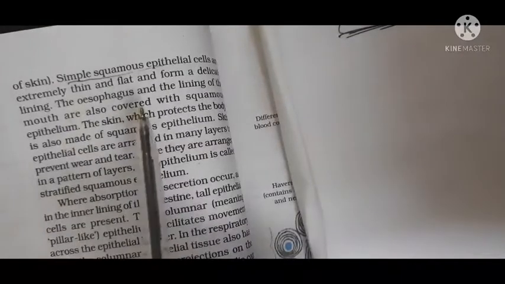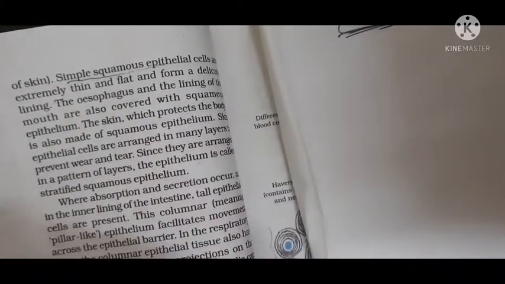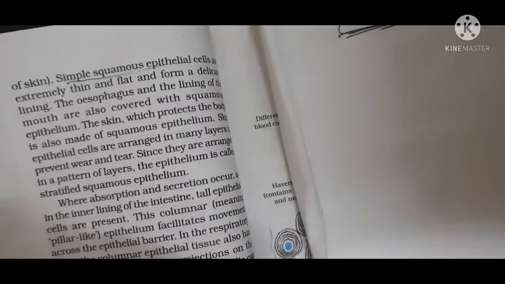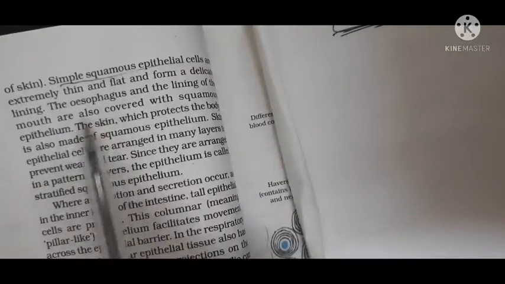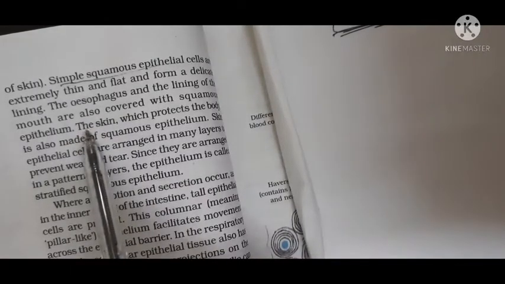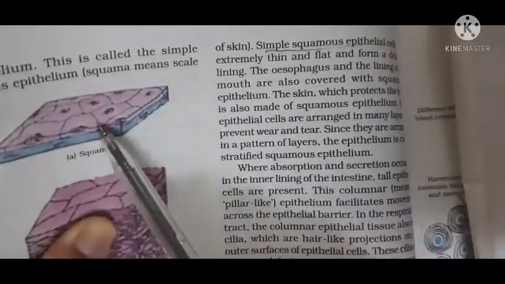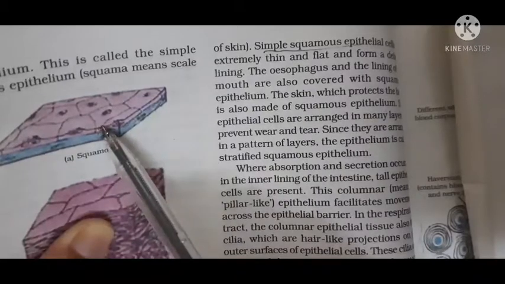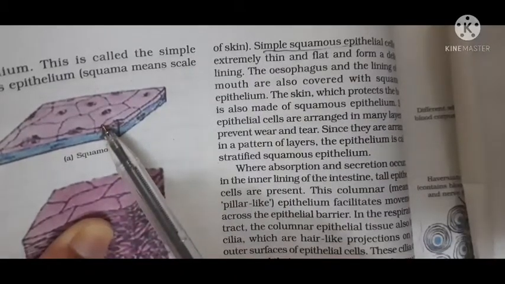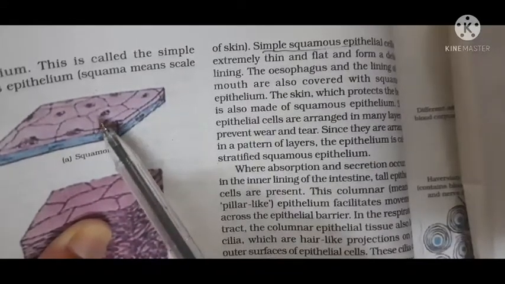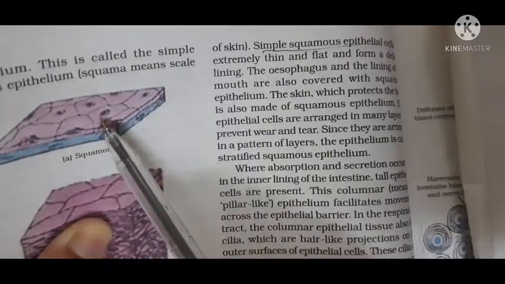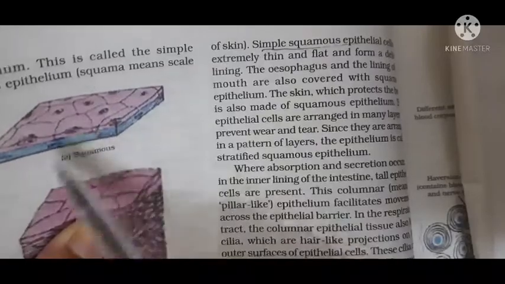Now students, simple squamous epithelium consists of flat, highly thin cells. The cells are thin and flat, and again the cells are closely packed without any intercellular spaces, and it is present in the esophagus and the lining of the mouth. Now, can you see this epithelial tissue? This is squamous epithelium. It is also present in the skin, because epithelial tissue is protective in nature, so it generally forms the covering of the organs. So it is also present in the skin as a protective tissue, but in skin it forms many layers.